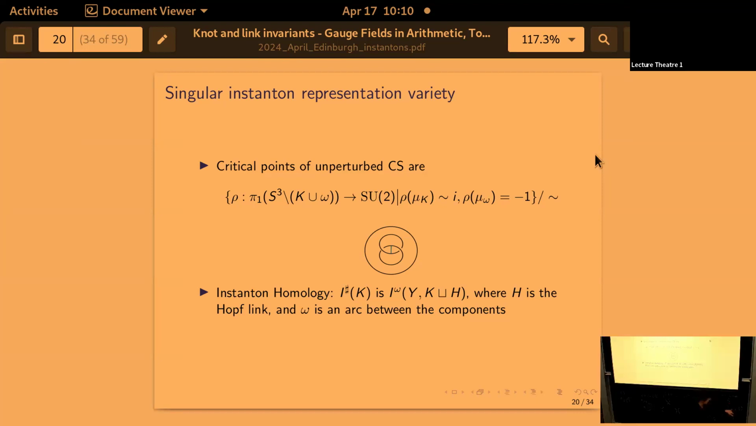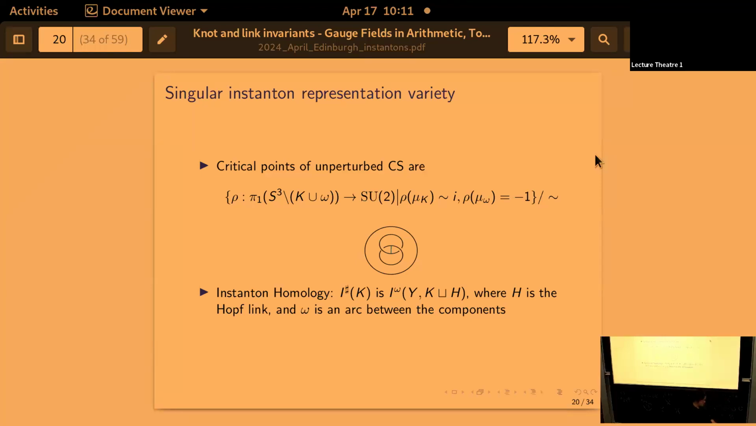if you have K being the unlink, it's going to just give you a copy of S2I for each of these, right? If K is the unlink, what are the SU2 representations of the fundamental group? You need to know where each meridian around each component of K goes, right? And then you also need to know where the meridian of your Hopf link goes, and the meridian around omega, which certainly has to go to -1.